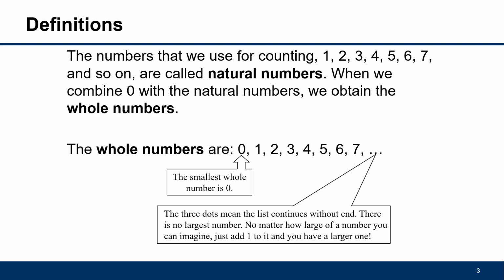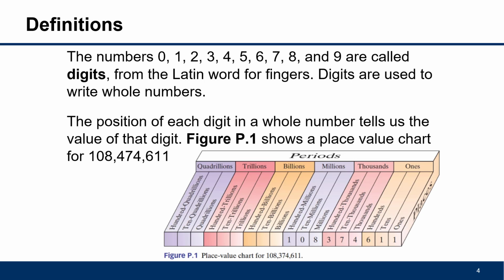First, some definitions. The natural numbers are what we call the counting numbers: 1, 2, 3, 4, 5. If you add 0 into that set, you get the whole numbers. So the whole numbers are 0 out to infinity, the smallest being 0, and of course those 3 dots tell you that they go on and on forever. There is no largest whole number.